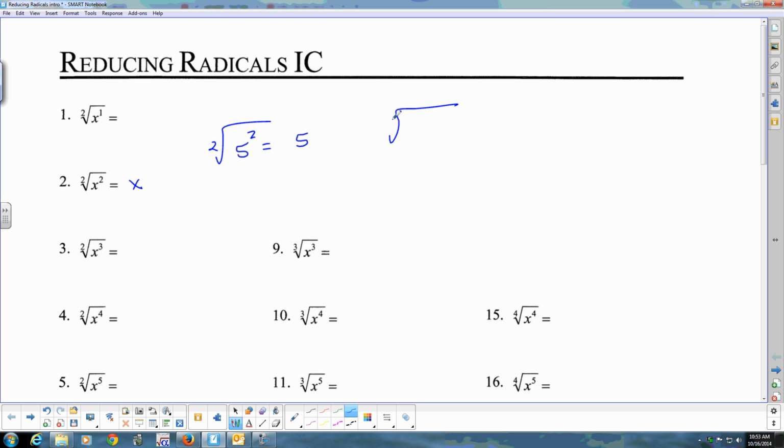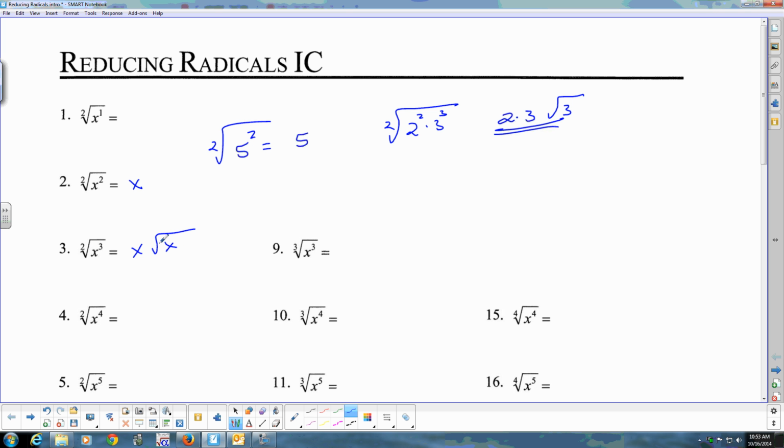Or if you had the square root of 2 squared times 3 cubed, 2 goes into 2 once, 2 goes into 3 once, with 1 3 left over. Okay, so that's what you practiced yesterday. Now just looking at it with variables, 2 goes into 3 once, so you get a single x that comes out, with 1 x that has to stay behind.